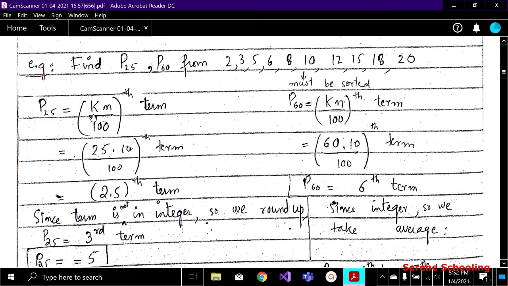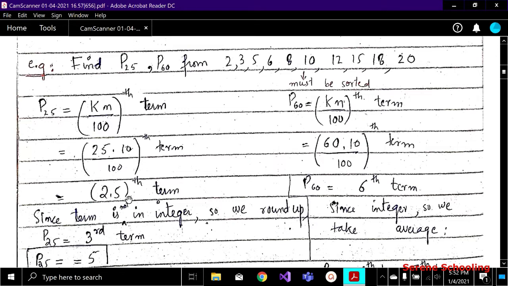So what is k? As I've told, k is the position of the percentile, that is 25. So we put 25 here. This n is the total number of values. We are given 10 values here, so 10 by 100. After solving, we get the 2.5th term. It does not mean that our P25 is 2.5. No, this is just the 2.5th term, the position of that value.